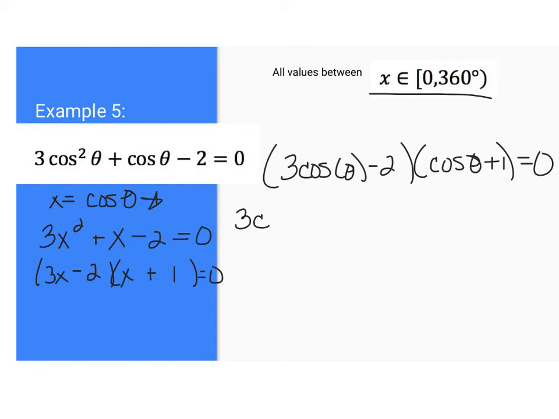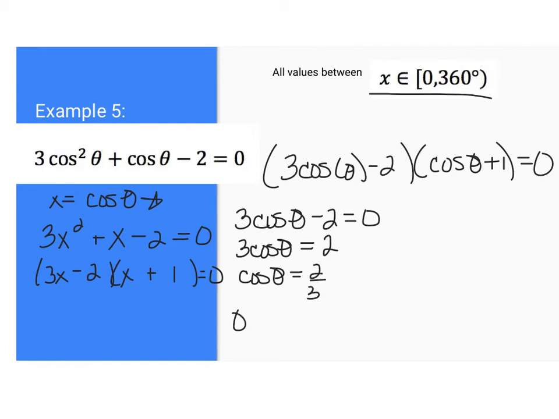Remember, when we're factoring to solve, we set each factor independently equal to 0 and solve for x. So for the first side, we're going to move the 2 to the other side. We're going to divide by 3. And then we're going to take inverse cosine of our values.